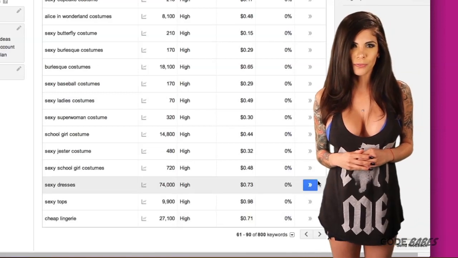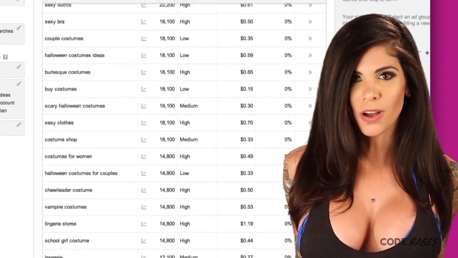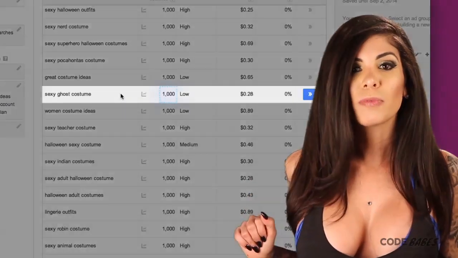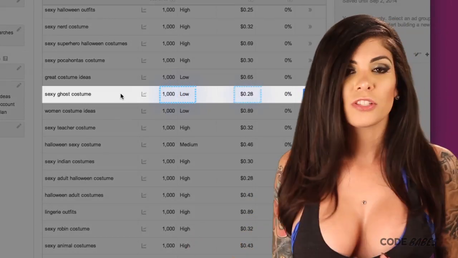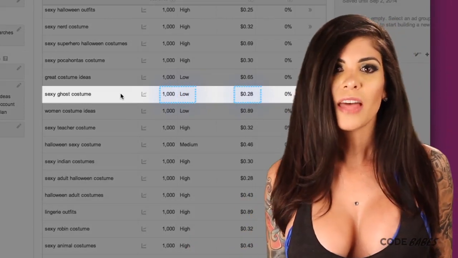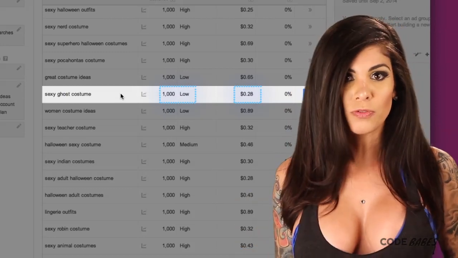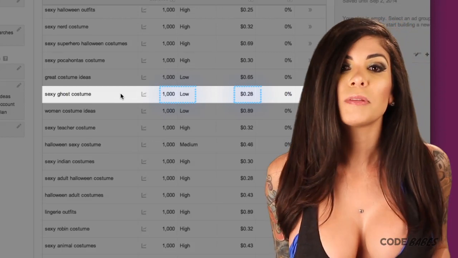Dig a little deeper, sort by monthly searches, and go through a few pages. Sexy ghost costume, with an okay number of monthly searches and only low competition. Plus a lower suggested bid, which also means less competition. That would be a great keyword to optimize a page for. Not sure about the actual costume though. We'll talk optimization in the next lesson.